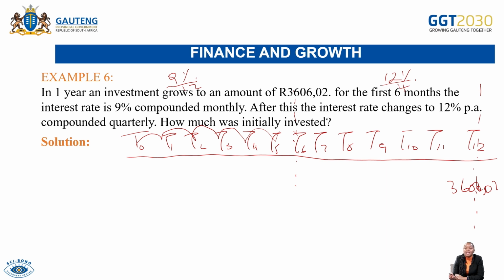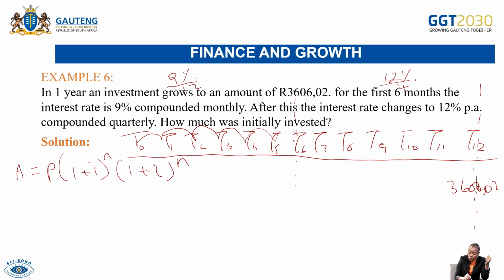So how much was initially invested? We are calculating our P, which is our principal amount. So you'll write your formula: A equals P into 1 plus i to the exponent n. Already you know from the previous example that if there's a change in an interest rate, then you multiply the interest. Since the interest has changed twice, I'll have another bracket with 1 plus i to the exponent n.